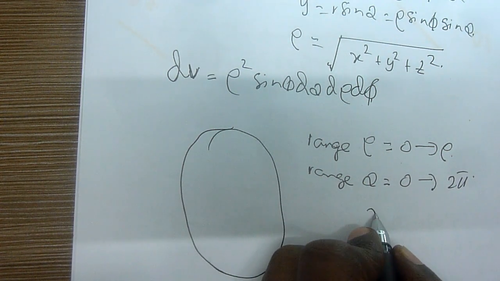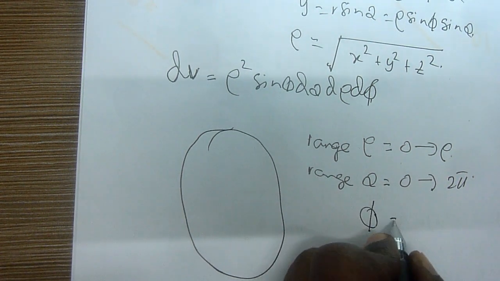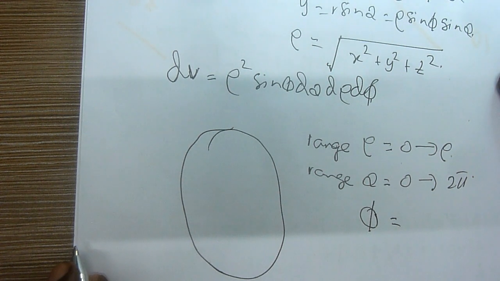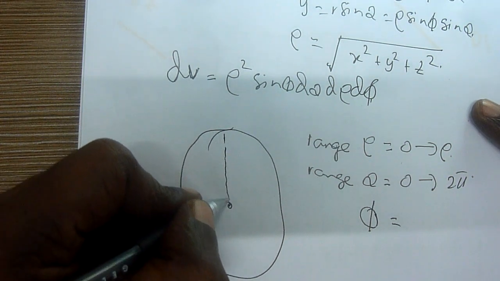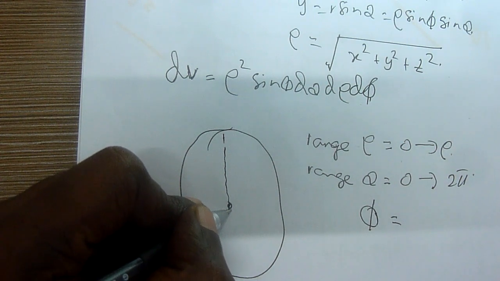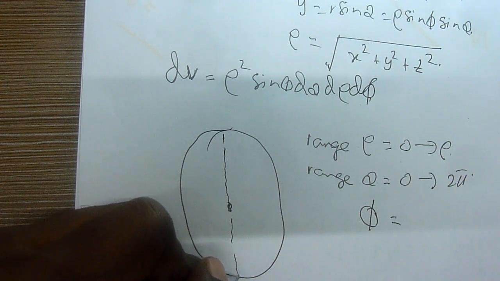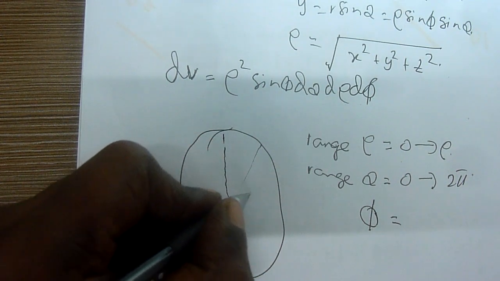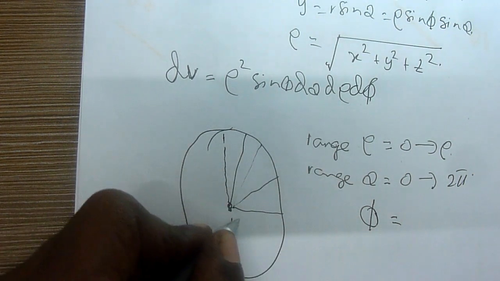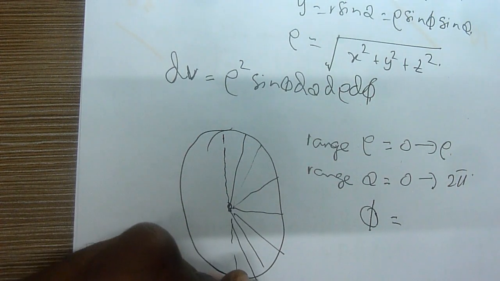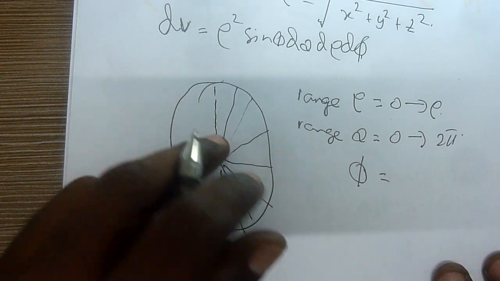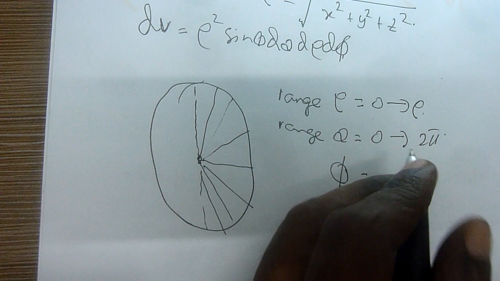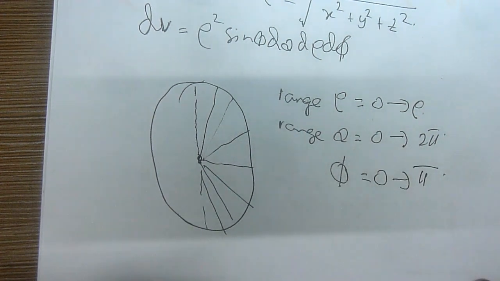What about phi? How much can phi go? Imagine this is phi. The phi can only go up to here. It can go like that, up to here only. After that, its circle is the same, no new points. Therefore, phi can go 0 to pi only.